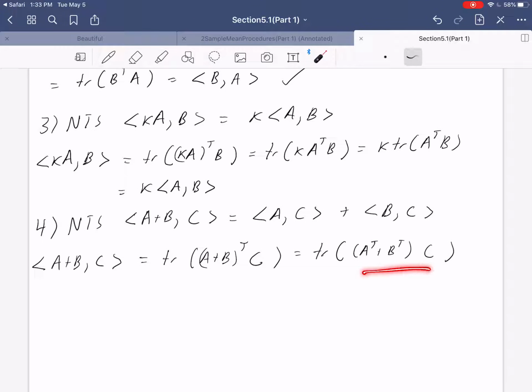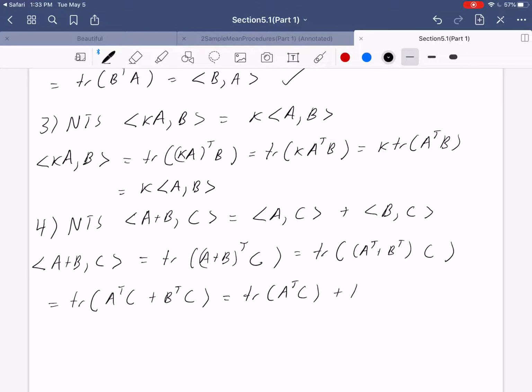Then this is matrix multiplication. So as long as we're careful about the side it goes on, it does distribute. So this would be trace of A transpose C plus B transpose C. And how does trace work with addition? Well, the trace is the sum of the diagonal elements. So if you sum two matrices, it doesn't matter if you sum them as matrices and then take the trace, or take the trace of each one individually and add that up. So we can take the trace of A transpose C plus the trace of B transpose C.